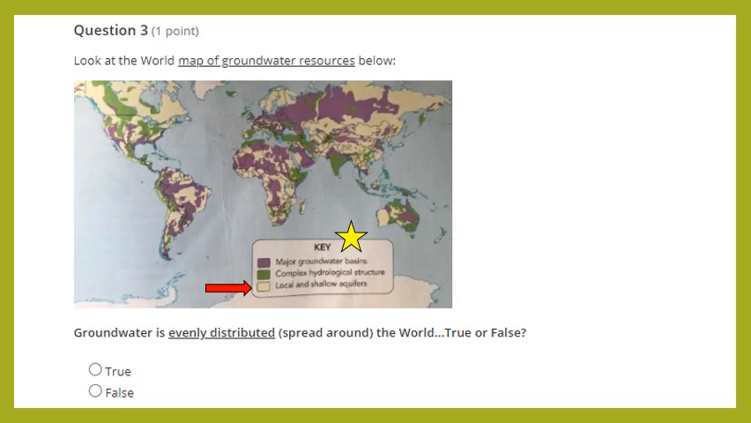So, the question asks, groundwater is evenly distributed and spread around the world. True or false? So again, if I go back to the map, purple means that you have a lot of groundwater. So if groundwater was evenly distributed, if this question was true, then this entire map would be purple. Because that would mean everybody in the world from South America to Europe to Australia would have the same amount of groundwater. Is that true or false?